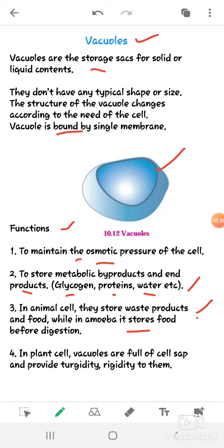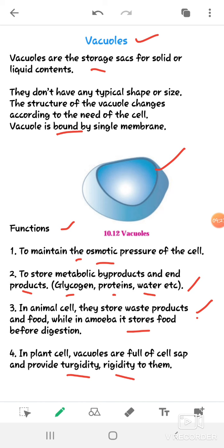Okay. In plant cell, vacuoles are full of cell sap and provide the turgidity and rigidity. What is turgidity and rigidity? टर्जिडिटी means the swollen, यानी कि वो उससे फूल जाता है, थोड़ा सा फूल जाता है. And rigidity means the hardness, that provides the hardness to them. फुल ऑफ सेल सैप, यानी जितना भी सेल सैप रहता है वो प्लांट सेल में स्टोर्ड होता है, वैक्यूल्स में, और उसकी वजह से उसको टर्जिडिटी एंड रिजिडिटी प्रोवाइड करता है, यानी कि ठीक हो जाएगा, थोड़ा फूल जाएगा.